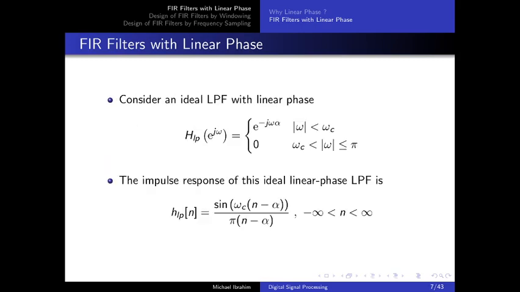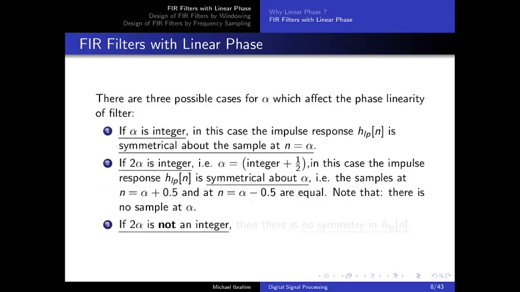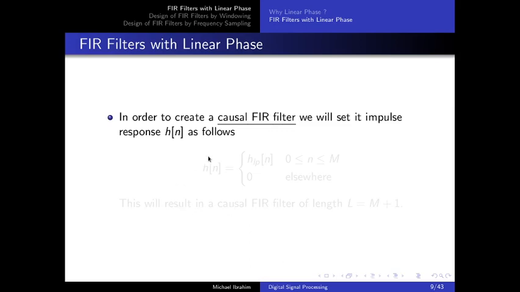This impulse response we had over here is going from minus infinity to positive infinity. It's not FIR, it's not causal. So in order to address this problem, in order to create a causal FIR filter, the impulse response we've got is non-causal and not FIR. So in order to get a causal FIR filter, we can set its impulse response as follows. We will set the impulse response of our causal FIR filter to be equal to the impulse response we had before, only for the values of n from 0 up to m, and 0 elsewhere.